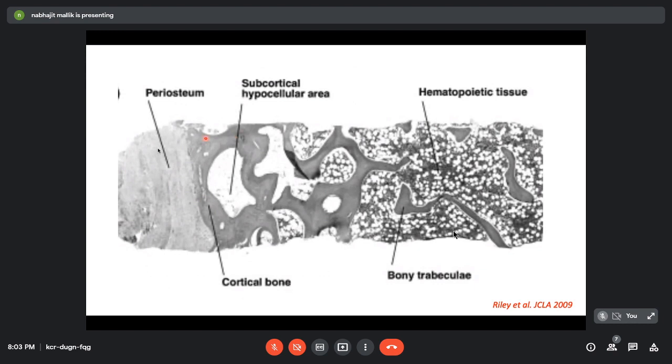This is a view of the bone marrow biopsy specimen. So we have the periosteum, then we have the cortical bone, and we have the subcortical areas, which are usually very hypocellular and should not be used for assessing the cellularity. And then the cortical bone from near the periosteal region, and as we go deep, the bone becomes trabecular bone, and between the intertrabecular spaces, we have the hematopoietic tissue along with the fat.